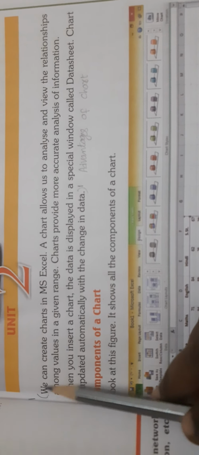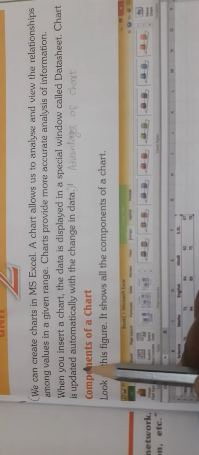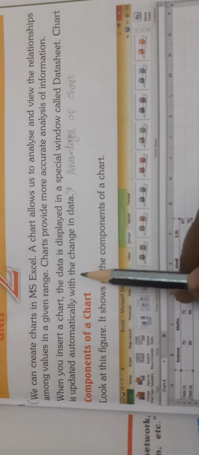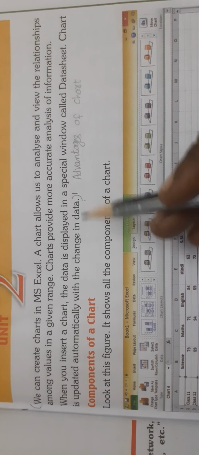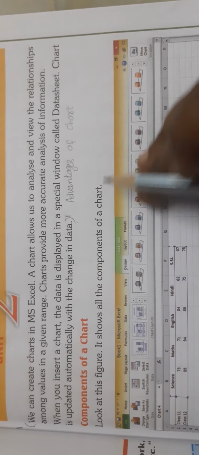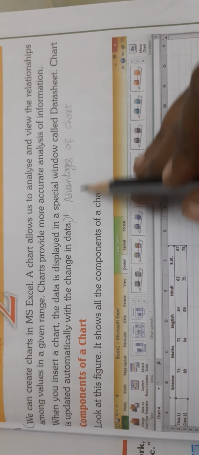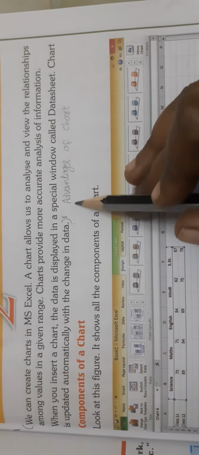From first onwards, we can create, is there no? From here onwards, full, it is updated automatically with the change in data. Up to here you should write. After that, advantages of chart you search in Google. Okay, and write any 3 or 5 advantages you write.